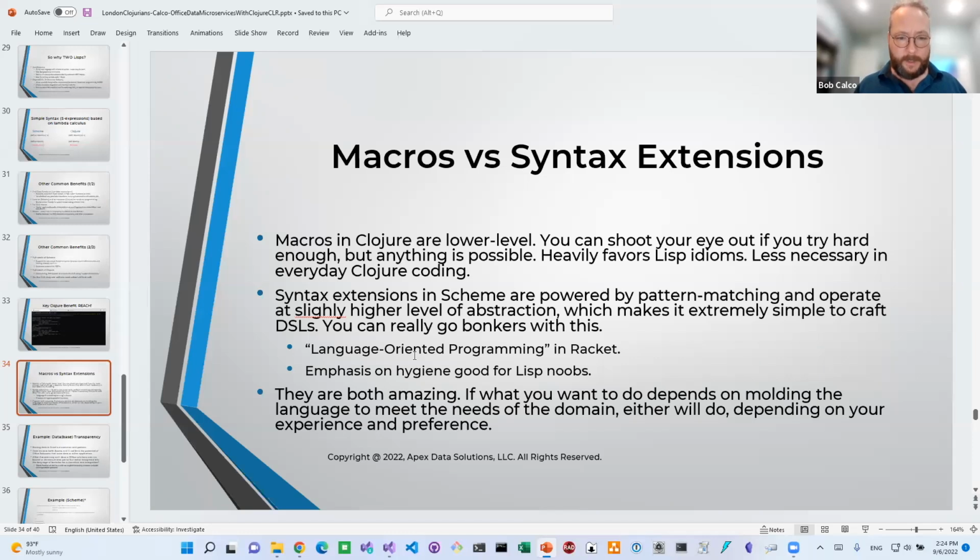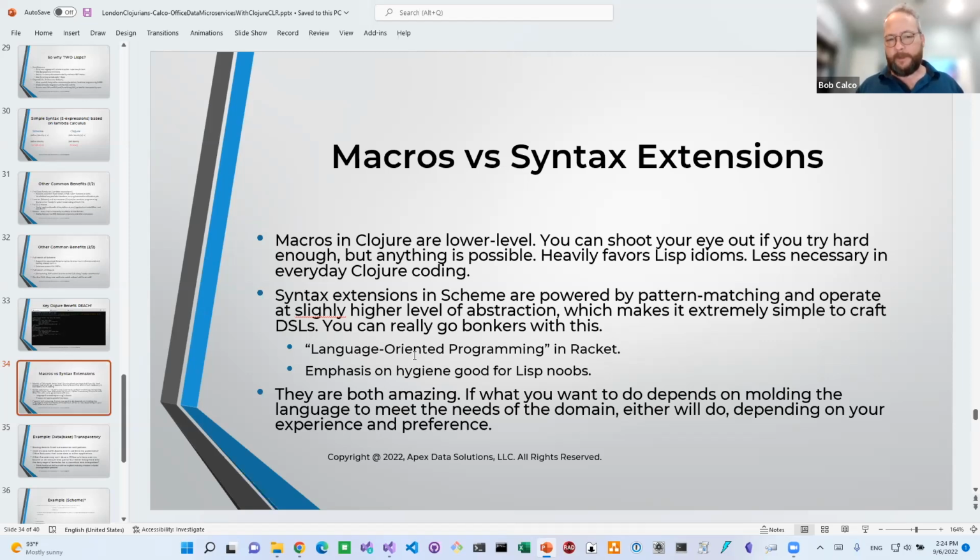Their emphasis on hygiene is good for people new to Lisp that are going to be prone to name things similarly or whatever. I really didn't find that quite as useful, and I found at least one occasion where I wanted to break out of that. But you can, so it's adequate. But if you really want full power, you're going to use something more like Clojure or Common Lisp's concept of macros. It really doesn't matter which one you use.